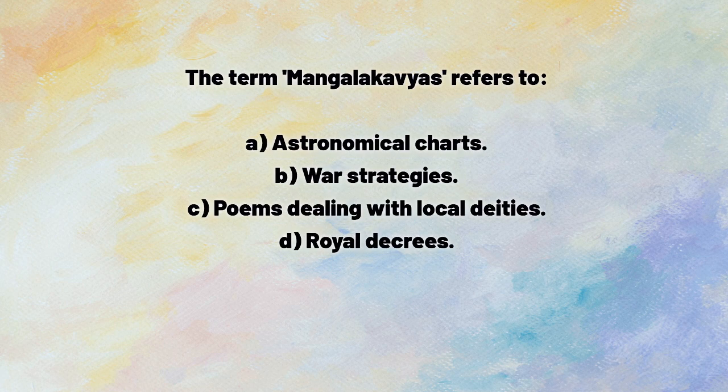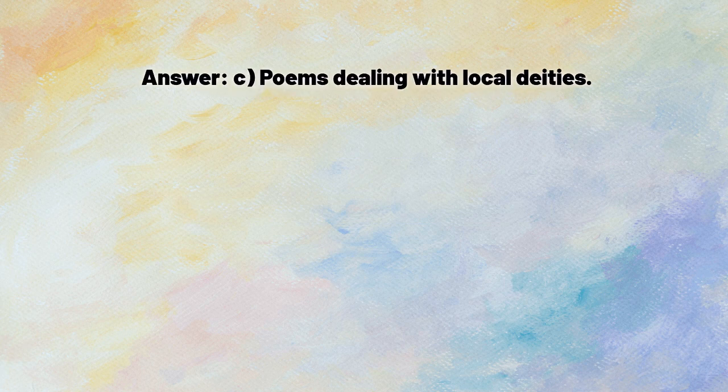Astronomical charts. B. War strategies. C. Poems dealing with local deities. D. Royal decrees. Answer: C. Poems dealing with local deities.